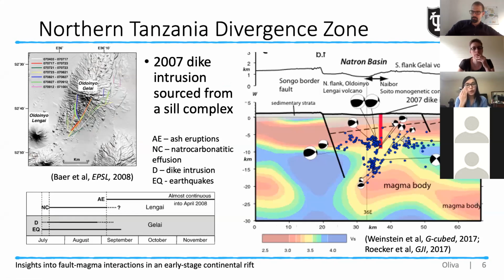The same area was host to a dike intrusion in 2007. So there's the Oldonyo Lengai, and that's Gelai right next to it. The dike intrusion in 2007 was accompanied by an earthquake swarm and effusion at Lengai, which then transitioned to ash eruptions. This 2007 diking here was probably sourced from a sill complex above a magma chamber, as imaged and interpreted from gravity and seismic joint tomography by Roecker et al., and seismicity patterns from Weinstein et al.